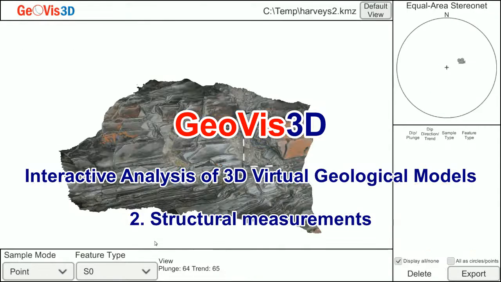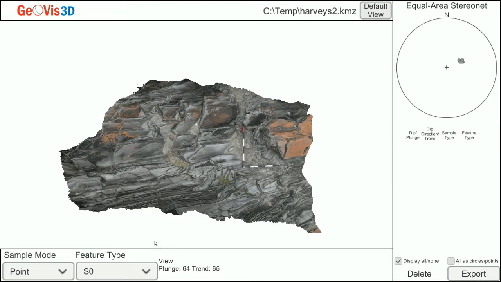This short video will demonstrate how to make structural measurements on three-dimensional virtual geological models utilizing GeoVis3D. The first class of measurements that are appropriate are to measure the planar external surfaces of the model.